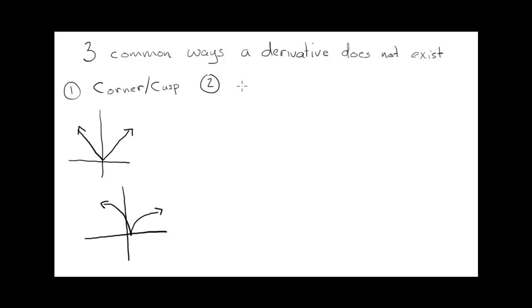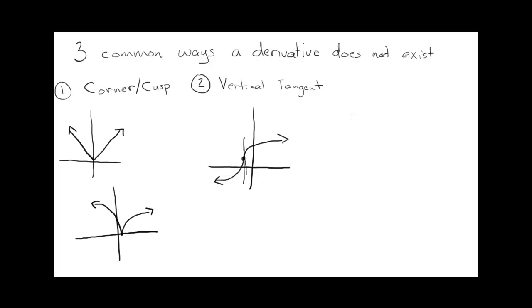And then the second one was a vertical tangent. So we saw that was something like that. Right at that point, the tangent would be vertical. And it makes sense that the derivative doesn't exist there because you can't have the slope of a vertical line, right? What would it be? Infinity, but that's not really a number. We can't really write that. So you can't get a vertical tangent.